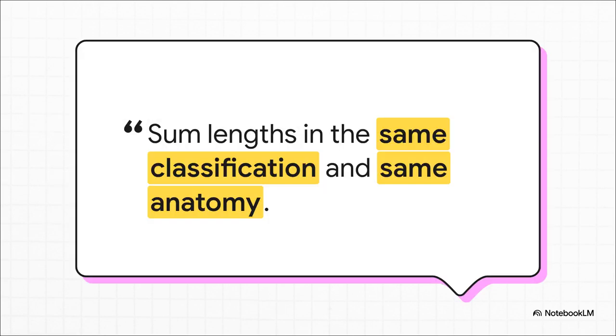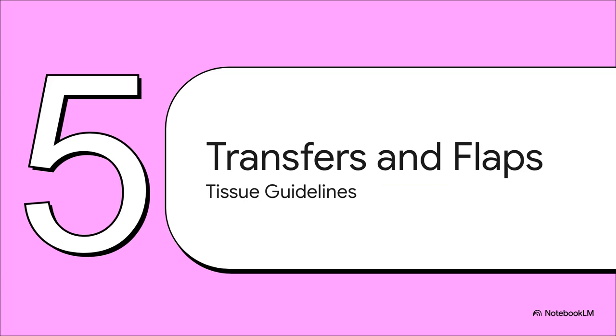Now, unlike lesions, you actually can add the length of wound repairs together. But this is an absolute unbreakable rule. You can only sum the lengths if the repairs are in the exact same classification, like, say, 2 intermediate repairs, and in the exact same anatomical code group. Never, ever mix categories.